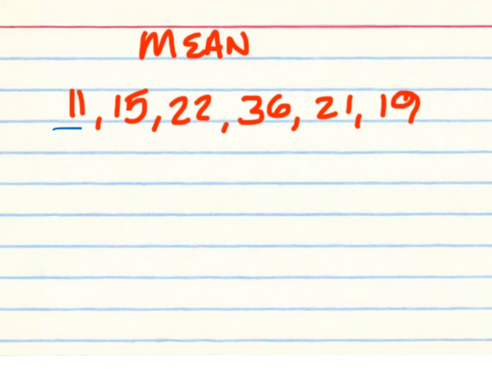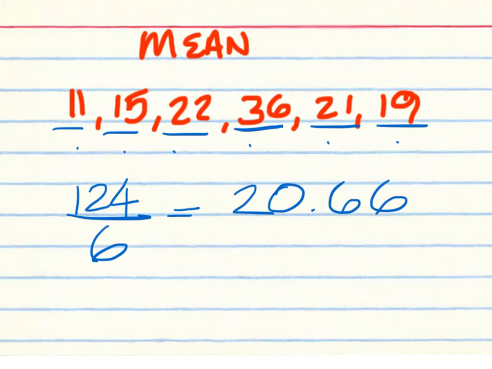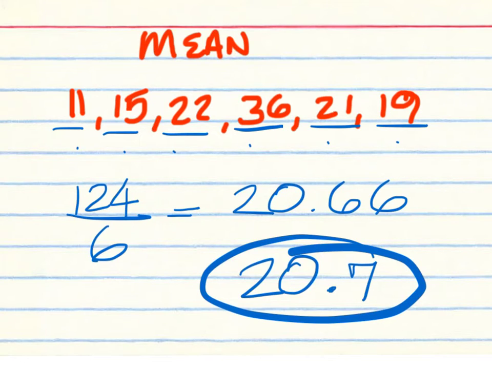Add all these up. 11, 26, 48, 84, 105, 124. 1, 2, 3, 4, 5, 6 numbers. So 6 will go into 12 twice with nothing left over. Drop the 4, 6 won't go into it, but 6 will go into 40 6 times. It'll keep repeating. So round to the tenths place to get 20.7.